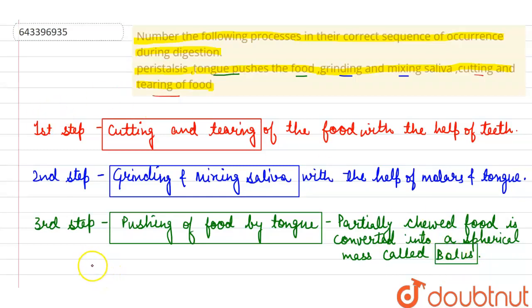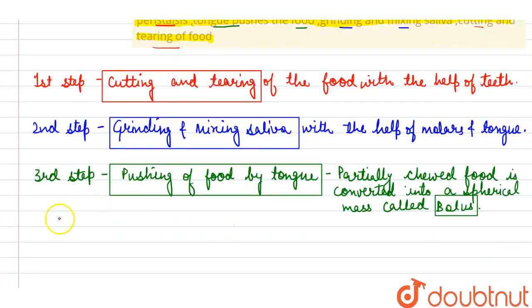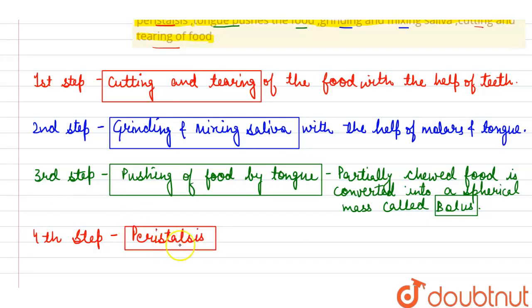Last step of ingestion process will be peristalsis. We can write fourth step as peristalsis. Peristalsis is a wave of constrictions in the circular muscle in the wall of the gut to push the food further into the gastrointestinal tract.